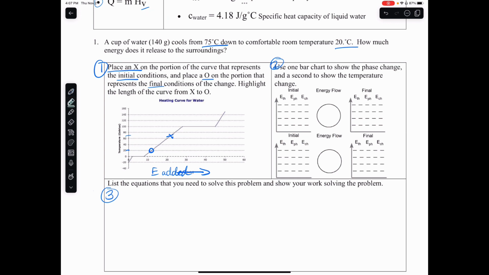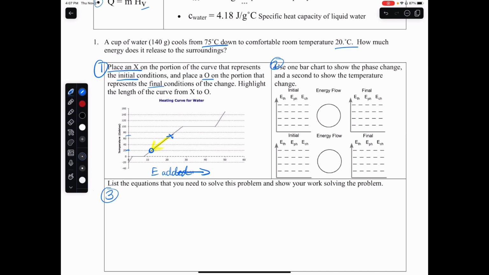Then I asked you to highlight, but you can just use a pencil, that would be fine, from the beginning to the end of your graph. And go ahead and put an arrowhead on it too, just to show that, hey, this thing is cooling down. It's going backwards this time across the heating curve. It is not heating, gaining thermal energy. It's losing thermal energy, cooling, right? So that is all I want you to do on the graph, is just represent the change.